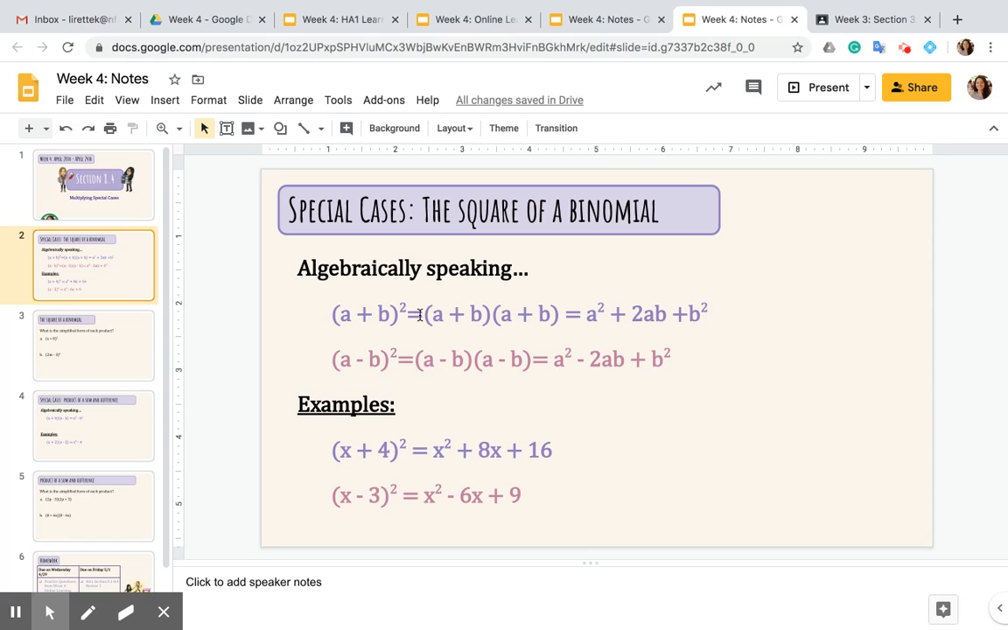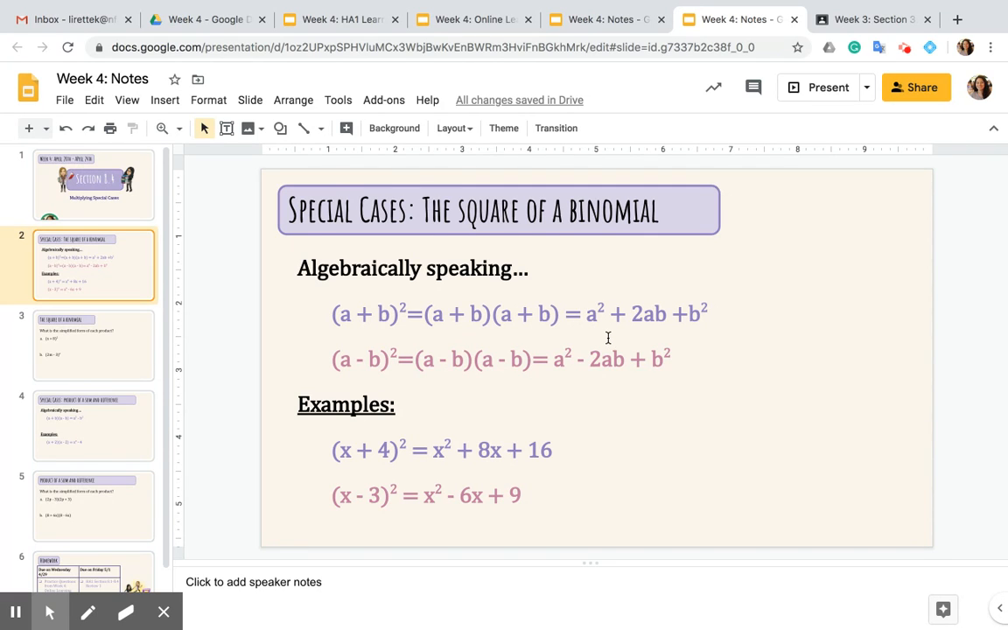Basically, you're taking this binomial and multiplying it against itself. In the previous section, we learned how to do a product like this either using FOIL, first, outer, inner, and last, or by multiplying using a table. You could use either of those methods here, or you could also use this kind of formula, if you will, to get your product, because it'll work out this way every single time when you have the square of a binomial.